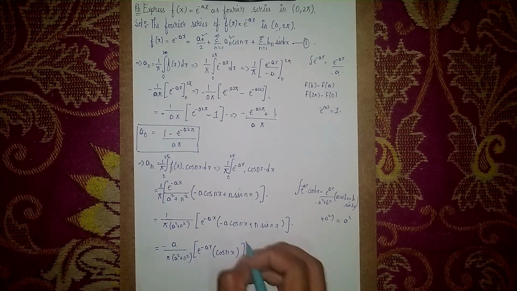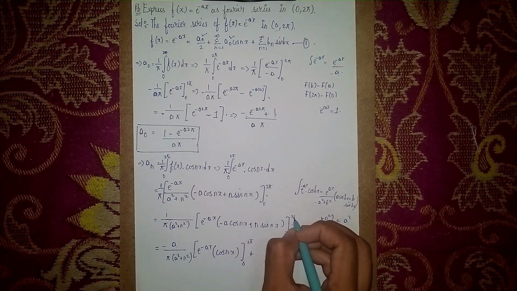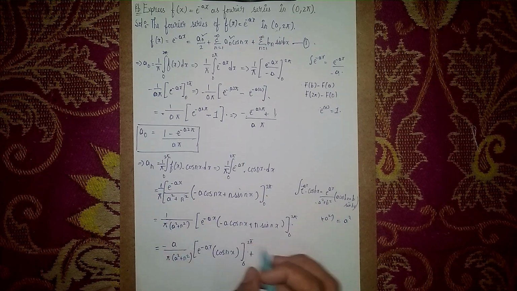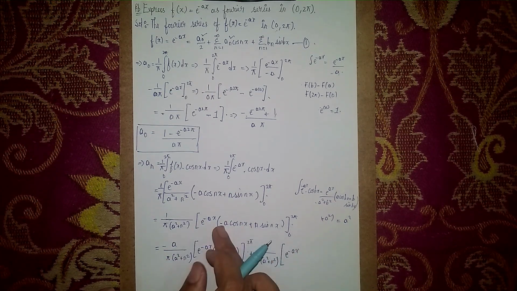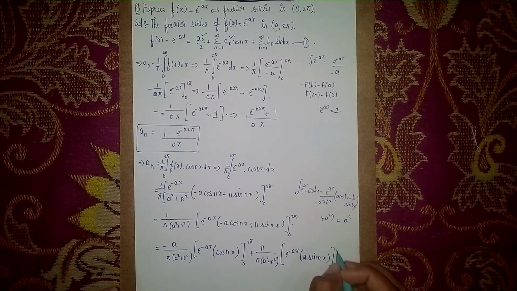Now always remember here you have to write the limit 0 to 2 pi. Then plus, same here, I'm taking n outside, n by pi a square plus n square, then open the bracket, e power minus ax, because it is multiplying, that's why I'm just taking a and n outside here, then n sin nx. Now close the bracket, 0 to 2 pi.